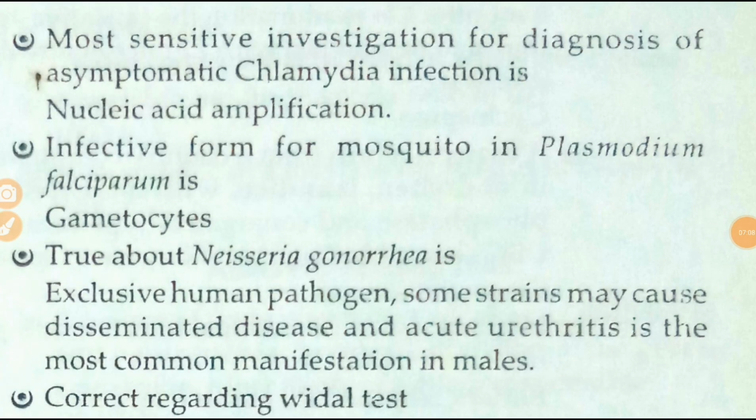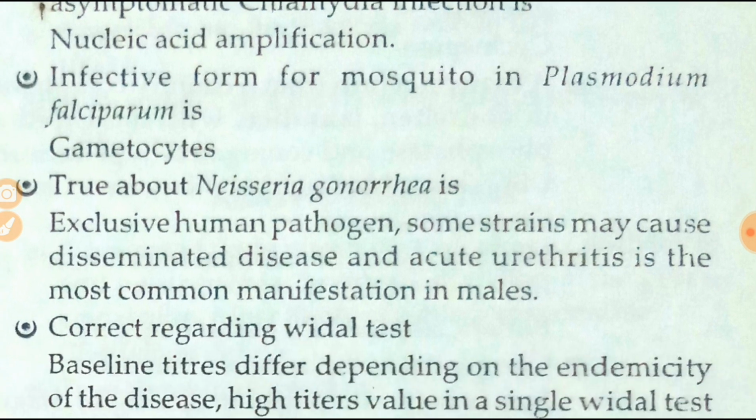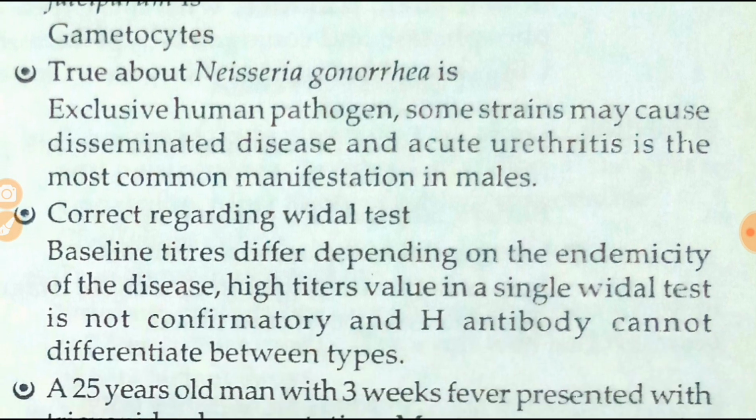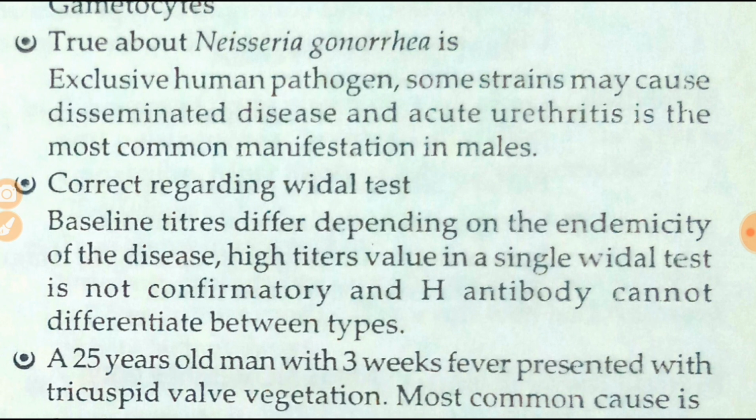The most sensitive investigation for diagnosis of asymptomatic chlamydia infection is nucleic acid amplification. The infective form for mosquito in Plasmodium falciparum is the gametocyte. True about Neisseria gonorrhoeae: it is an exclusive human pathogen, some strains may cause disseminated disease, and acute urethritis is the most common manifestation in males. Correct regarding the Widal test: baseline titer differs depending on the endemicity of the disease, a high titer in a single Widal test is not confirmatory, and H antibody cannot differentiate between the types.